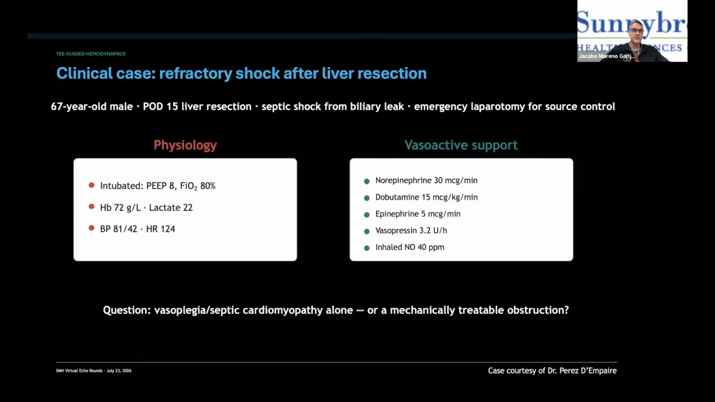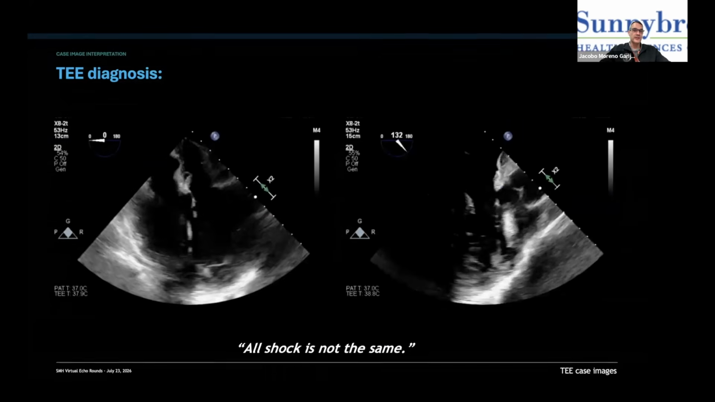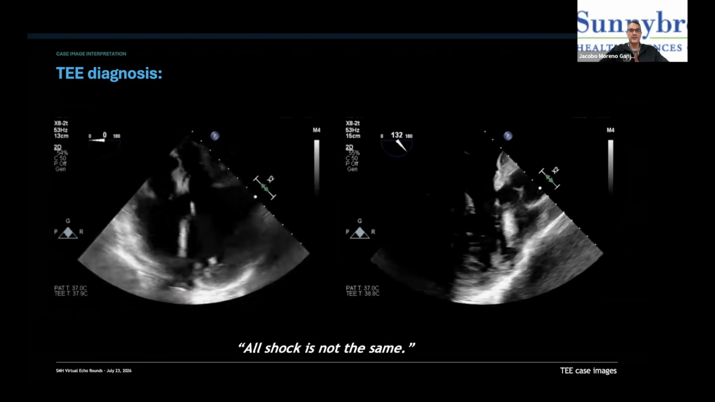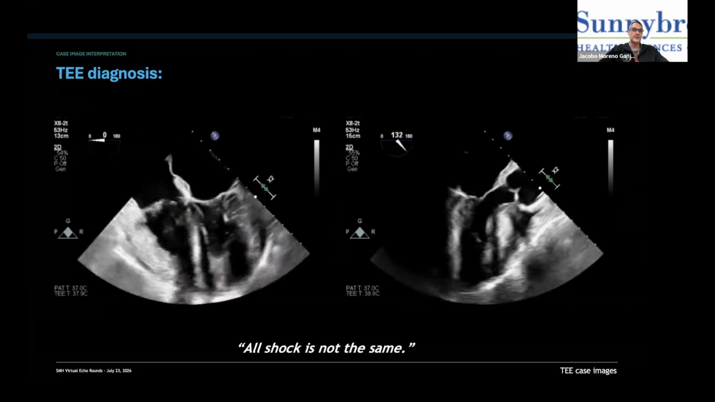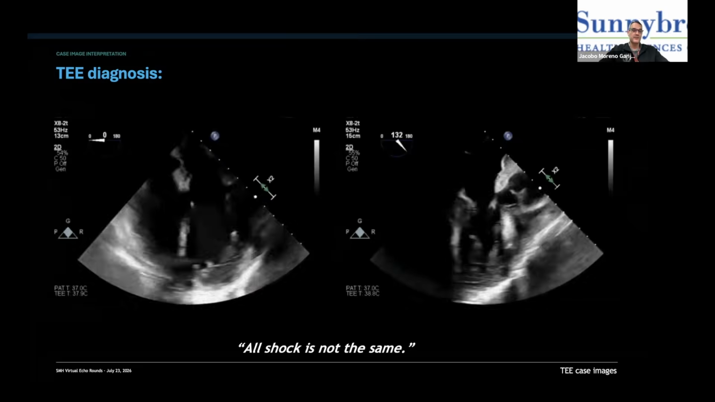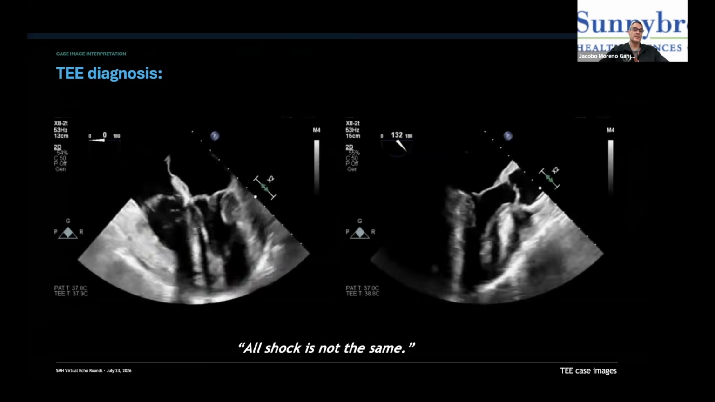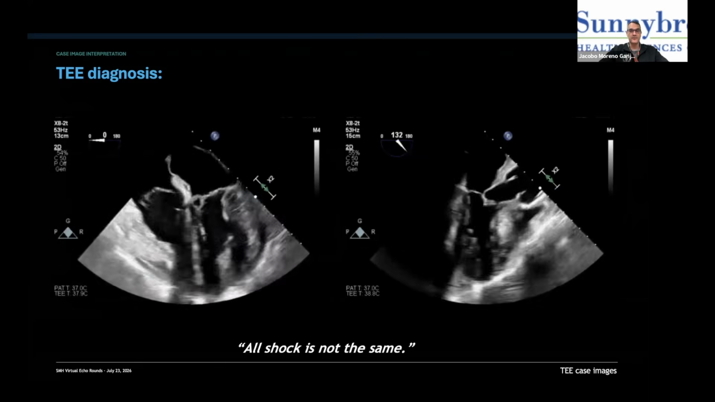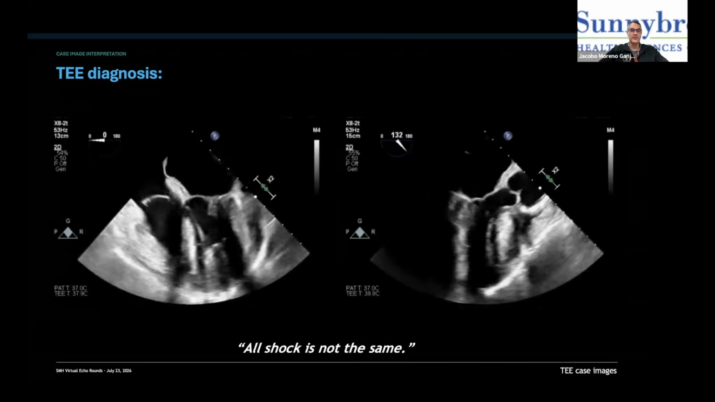Before bringing the patient to the OR, because the emergency laparotomy was to see maybe something that we are not seeing in the cultures, we went in and decided to do a TEE. And again, that's what we saw. On the left-hand side, we have the mid-esophageal four-chamber view, and on the right-hand side, the mid-esophageal long axis view of the aortic valve.